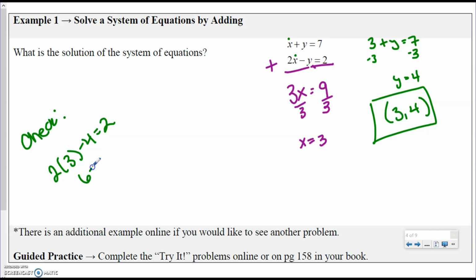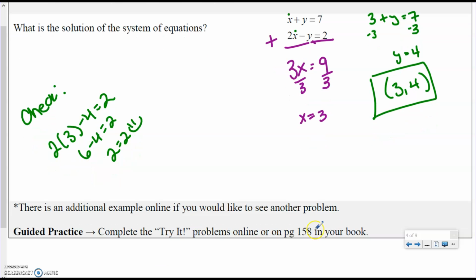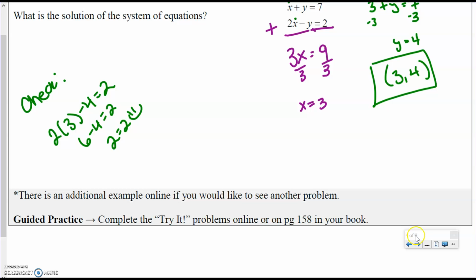Okay, you can check by plugging this into the second equation and making sure it works. So 2 times 3 is 6. 6 minus 4 is definitely 2. So that makes me really happy. There are examples online, so you can check those out. Also do the try it problems either using Realize or on page 158 in your book, and you can enter your answers in either place or both places.